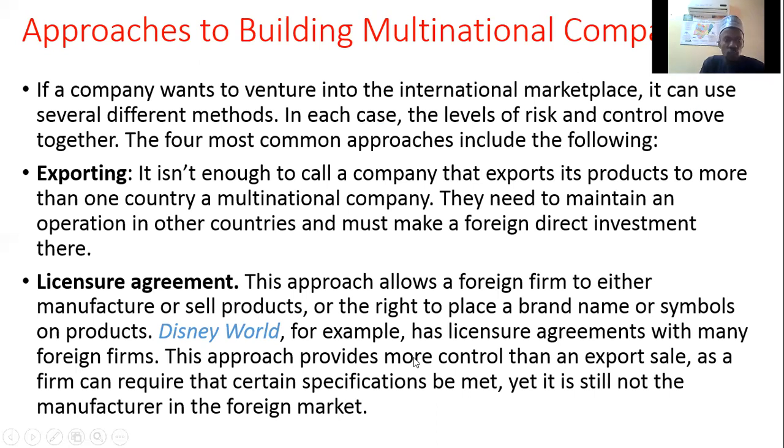And then we have the licensure agreement. This approach allows a foreign firm to enter, either to manufacture or sell products, or the right to place a brand name or symbol on a product. A licensing agreement is a process where somebody produces another company's product or service in another location. For example, a company in America can license one of its products or services to somebody in Nigeria to produce. By going into that agreement, somebody is building on his multinational agenda, you understand?